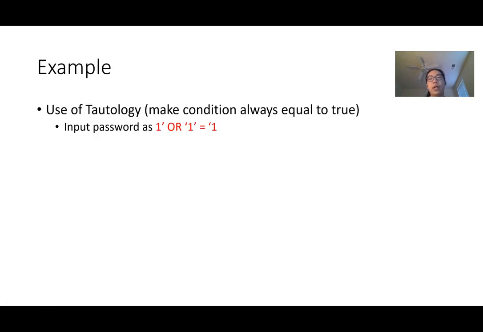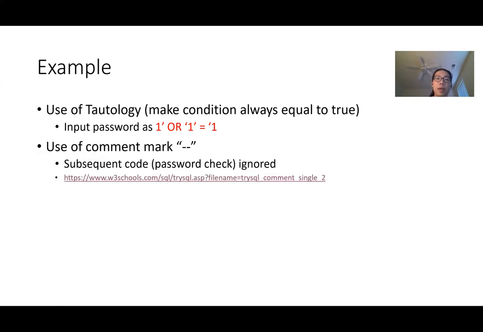So here's an example. Tautology is where something is always true, right? So 1 equals 1 obviously is true at all times. So if I input the password as 1 or 1 equals 1, then what you have in code is basically check if password equals 1 or 1 equals 1. Of course, 1 equals 1 is true. So then the server allows you to log in, right?